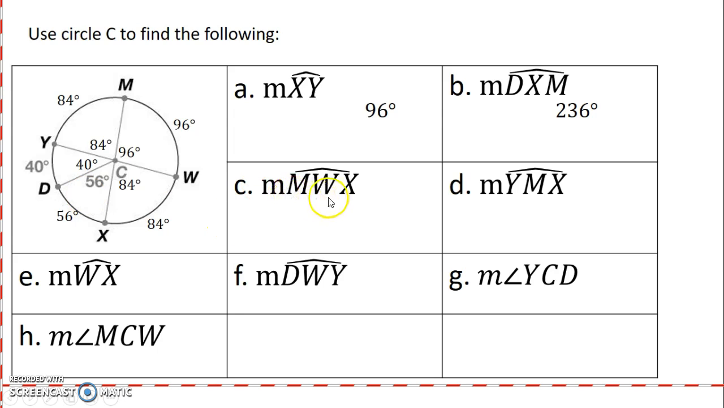Next is arc MWX. Again, it's either a major arc or a semicircle. Let's go find it. Starting at M, heading toward W, and ending at X. So when I am actually adding those adjacent arcs, that was one of the semicircles we had used earlier. So it will be 180 degrees since it's half of our circle.